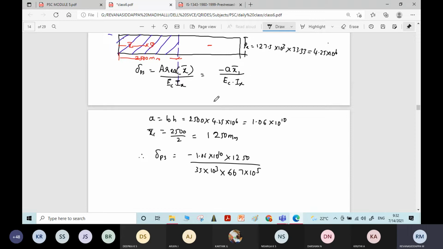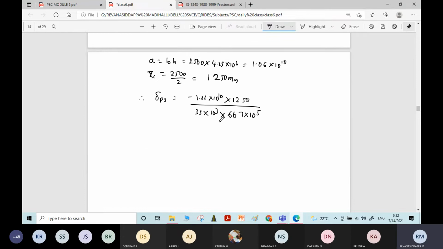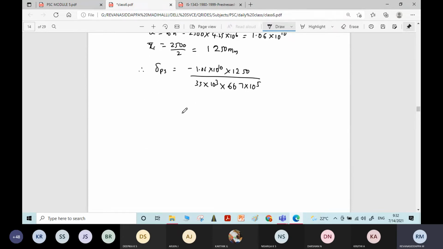See, you are finding deflection of the beam element. Okay, that is why moment of inertia corresponding to the beam, the precast element 667, should be taken here. What is the answer? 5.67, minus 5.67 mm.